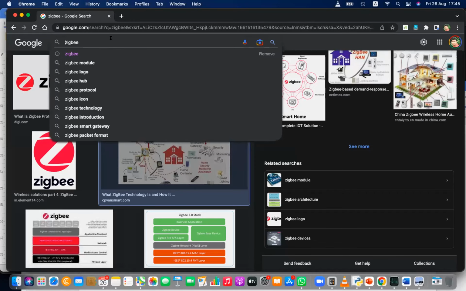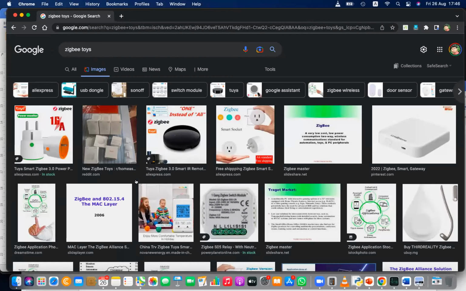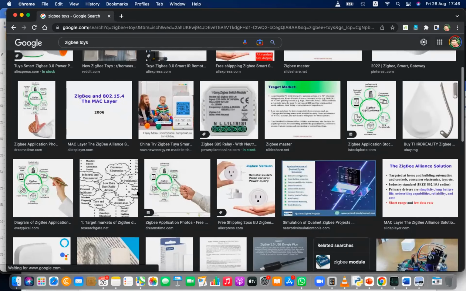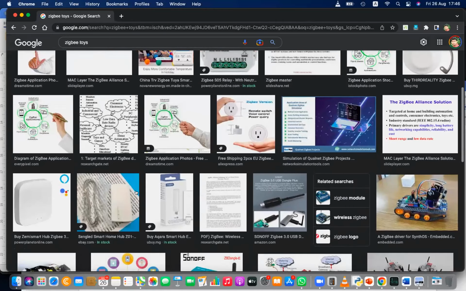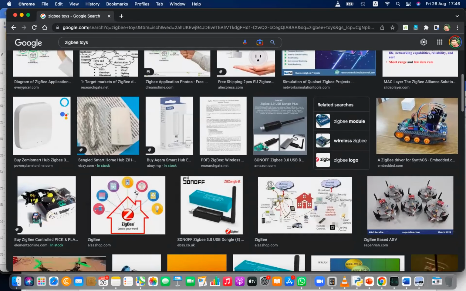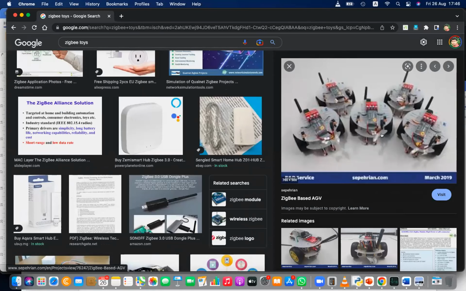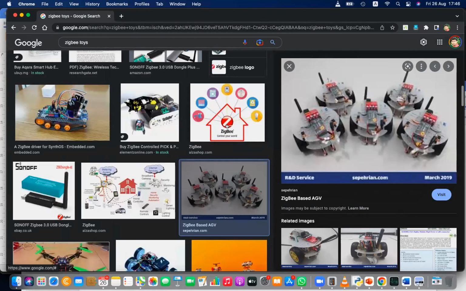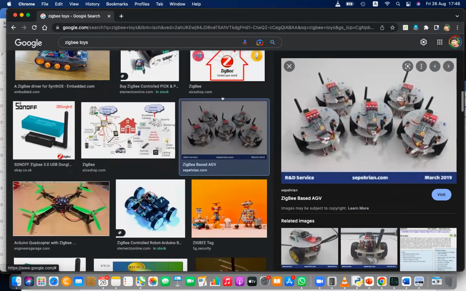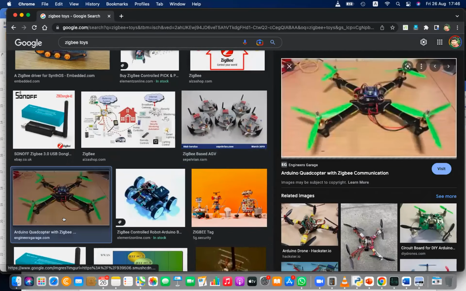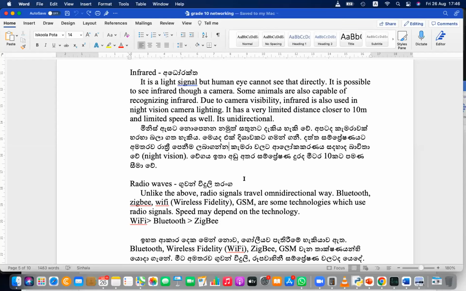Right? Remote car, remote Zigbee. So Zigbee is like Bluetooth, but it is connecting over a greater distance. This is again a Zigbee based robot. Zigbee based robots. Here is a Zigbee based drone, a quadcopter with Zigbee. So Zigbees are used in remote control toys.